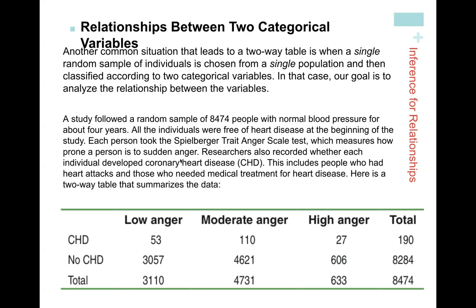We would think there's a positive association, right? So this includes people who had heart attacks and those who needed medical treatment for heart disease. Here's a two-way table that summarizes the data. So here we have low anger, moderate anger, and high anger. Again, that's your explanatory variable. CHD is coronary heart disease, no CHD, so it's either yes or no for CHD. Then there's your totals, your row totals and your column totals, and you have your total, which is 8474.